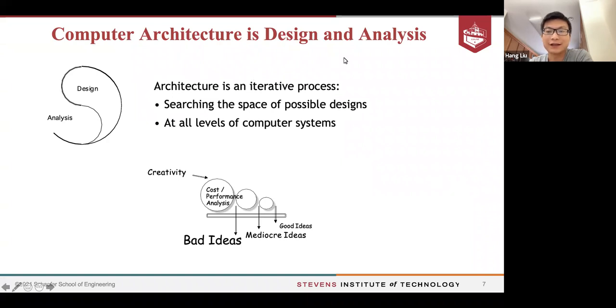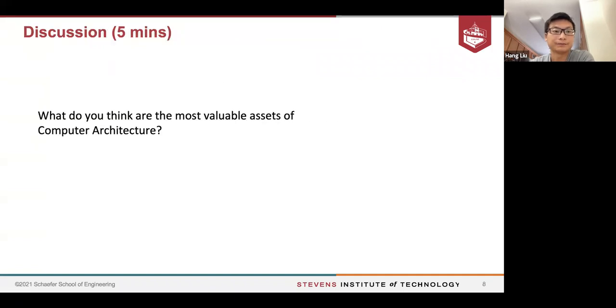Computer architecture is design and analysis. Architecture is an iterative process, searching the space of possible designs at all levels of computing systems. So we use an iterative process where at the very beginning, we have creative ideas, and then we find some of them are bad. So we keep refining those ideas until we arrive at a very good idea, right? This is how computer architecture evolves.